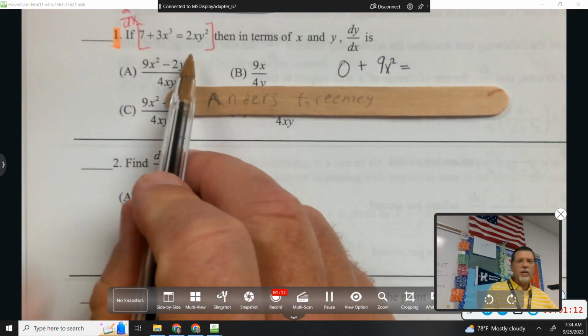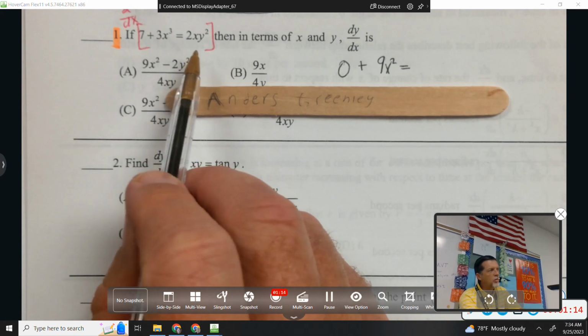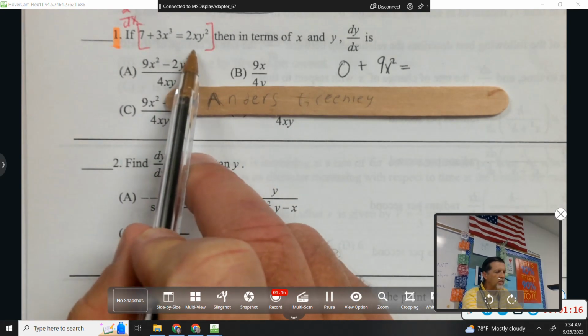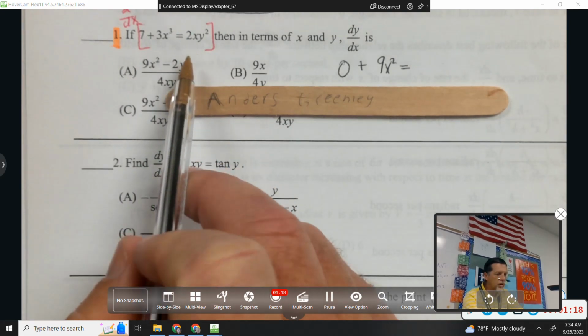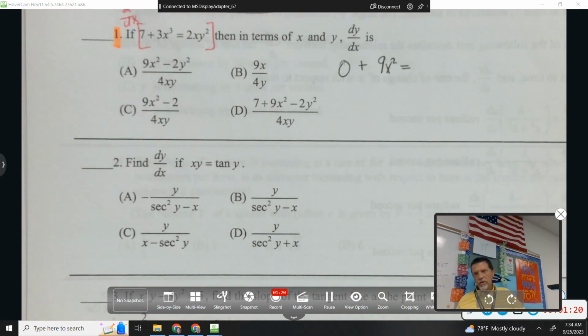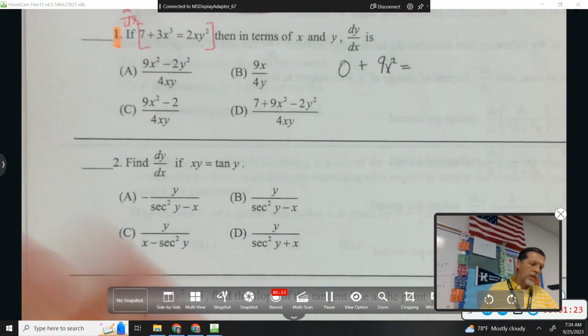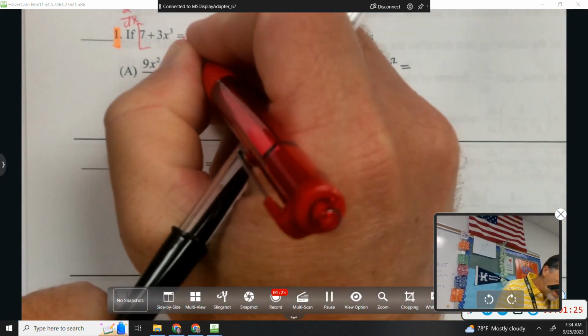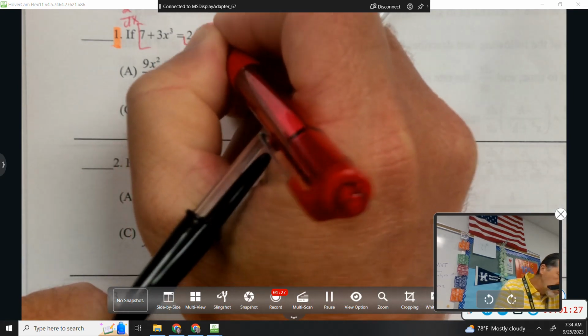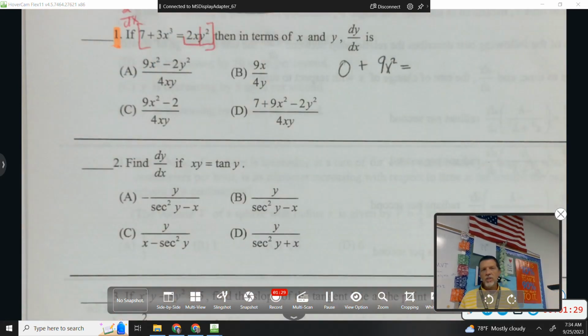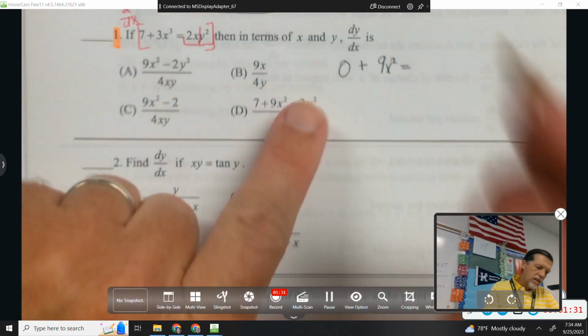Andrew, that would be a tricky one, so let me just ask it this way. What rule am I going to need to use for 2xy squared? Product rule. So I'll do the first times derivative of the second plus the other way around. And I'm just going to attach the 2 to the x. It's got to go somewhere, so I'll just attach it to the x.